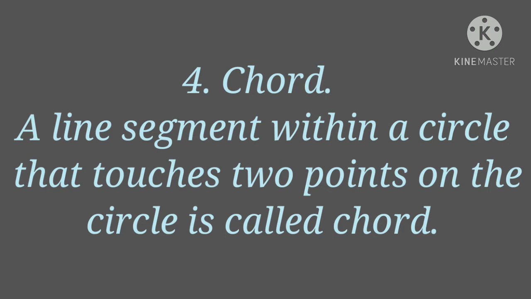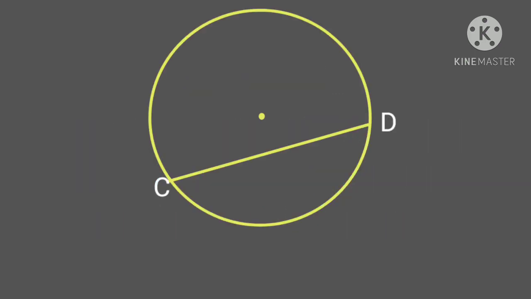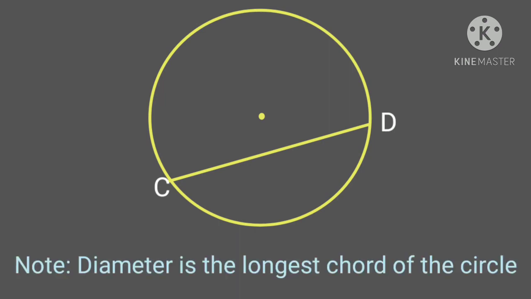Number 4, chord. A line segment within a circle that touches 2 points on the circle is called chord. See here, CD is the chord of the circle. CD is within the circle and touches 2 points on the circle. Note, diameter is the longest chord of the circle, since diameter is also within the circle and touches 2 points on the circle.